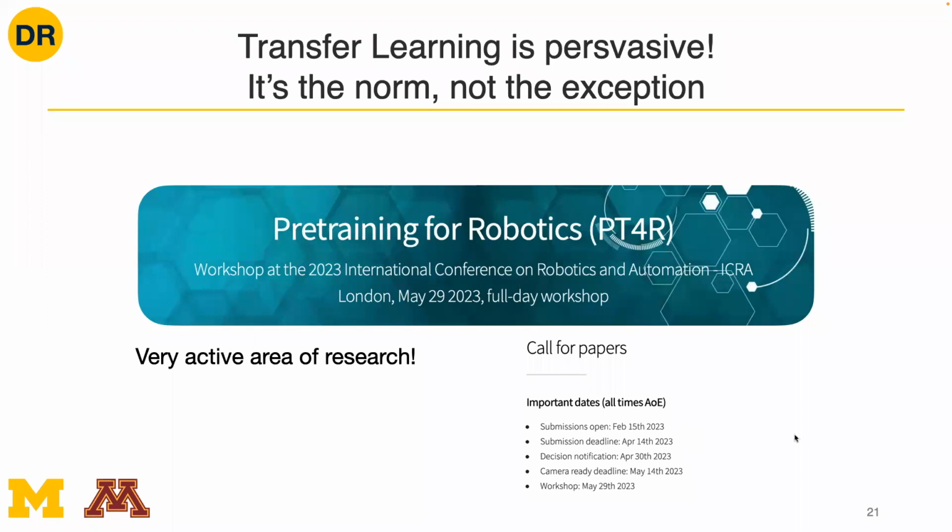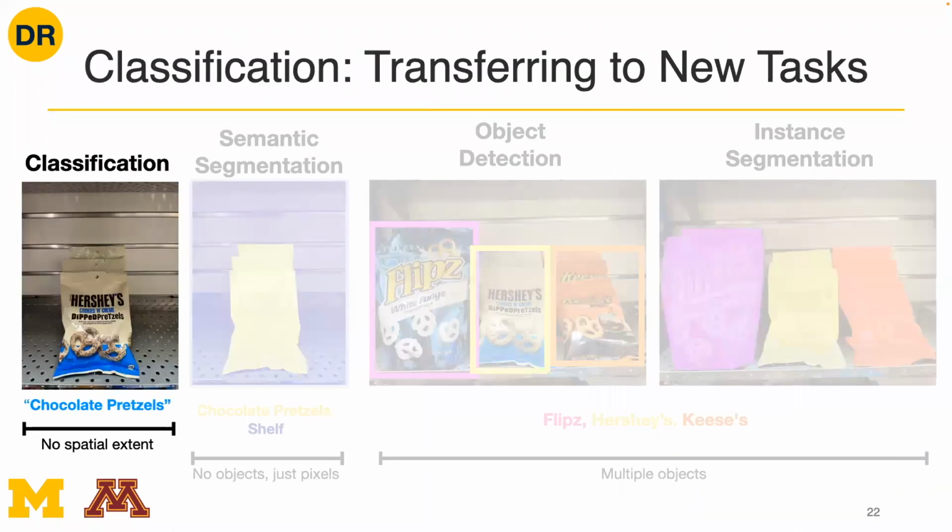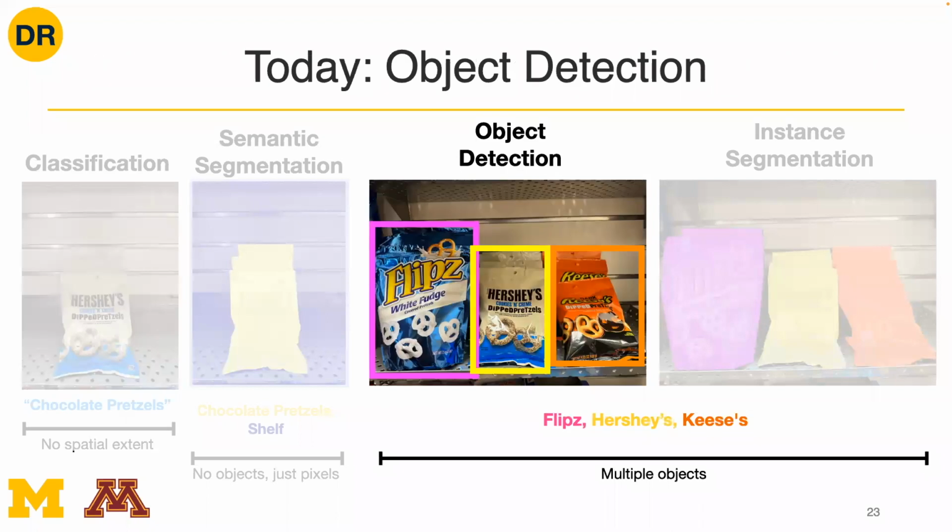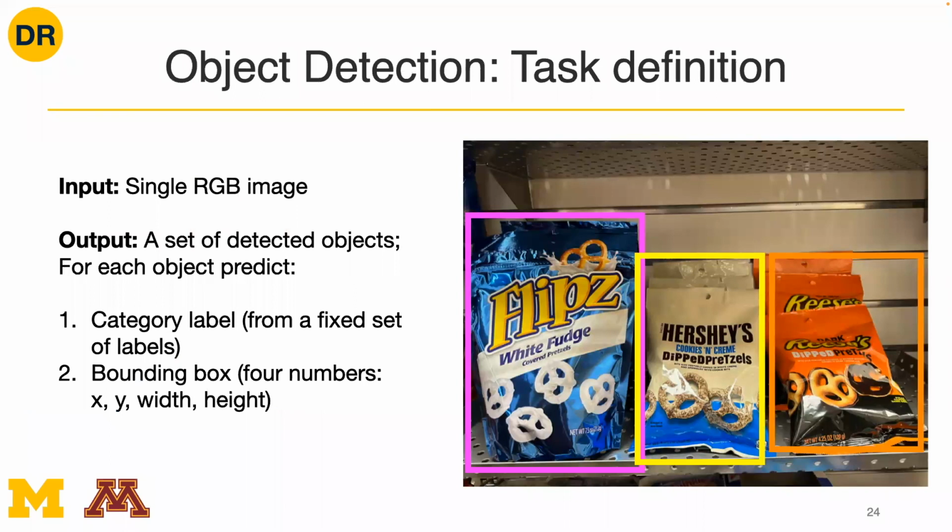Okay. So with that background on transferring classification to new tasks, let's talk in a little more detail about at least one of these tasks that we might want to transfer to, which is object detection. And so that's going to be the focus of today's lecture. So how do we define object detection?